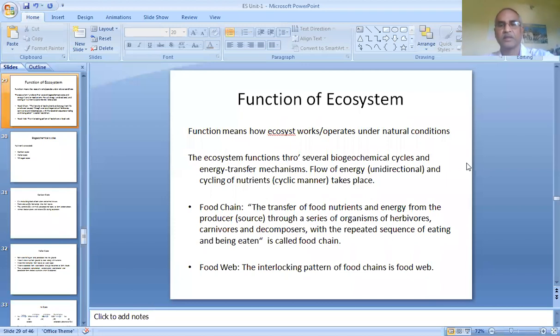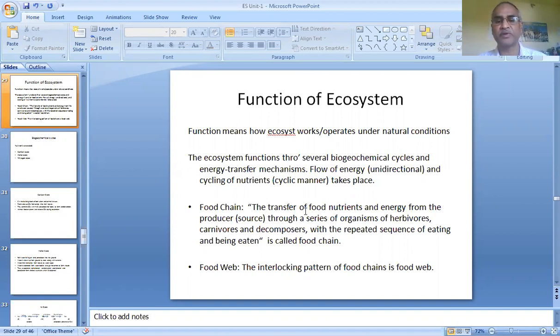My dear students, today I will be explaining to you about the function of ecosystem. Function of ecosystem means how an ecosystem works or operates under natural conditions. The ecosystem functions through several biogeochemical cycles and energy transfer mechanisms. So there is flow of energy which takes place unidirectionally, and there is a cycling of nutrients which takes place in a cyclic manner, and we have food chain.